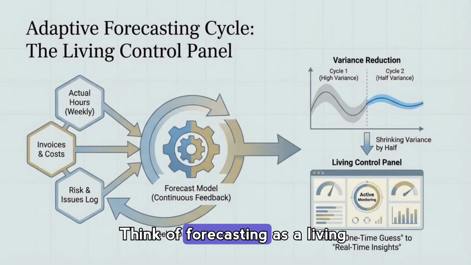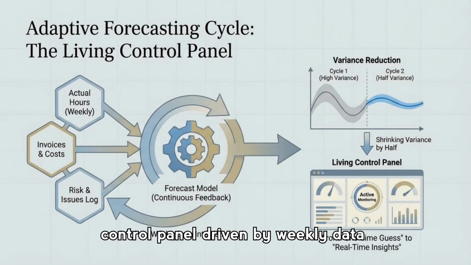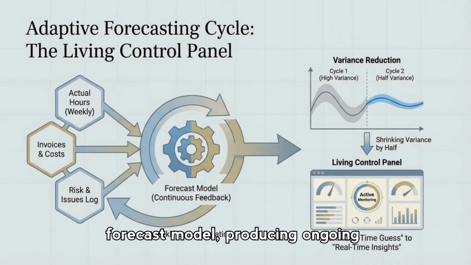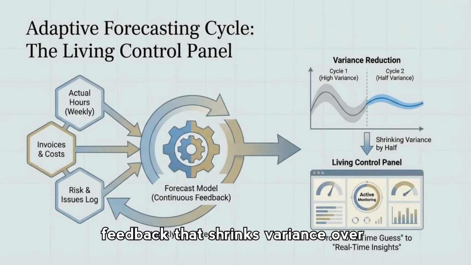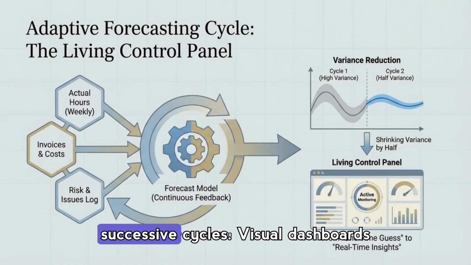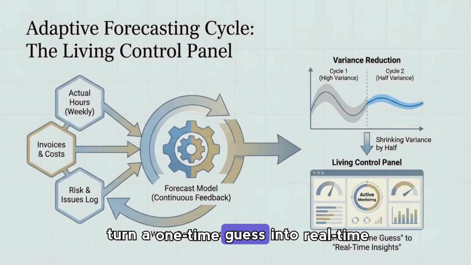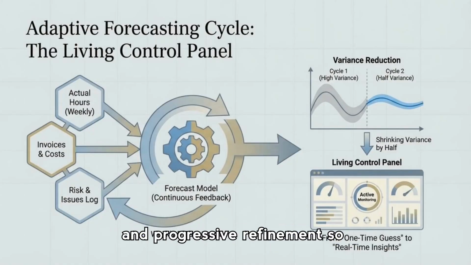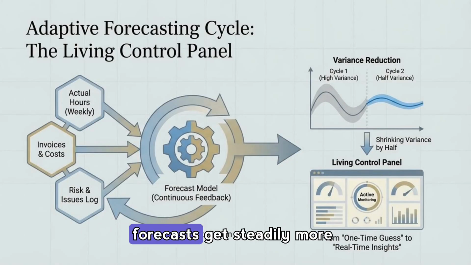Think of forecasting as a living control panel driven by weekly data integration. Actual hours, invoices, and a risk log feed a continuous forecast model, producing ongoing feedback that shrinks variance over successive cycles. Visual dashboards turn a one-time guess into real-time insights, enabling active monitoring and progressive refinement so forecasts get steadily more accurate.